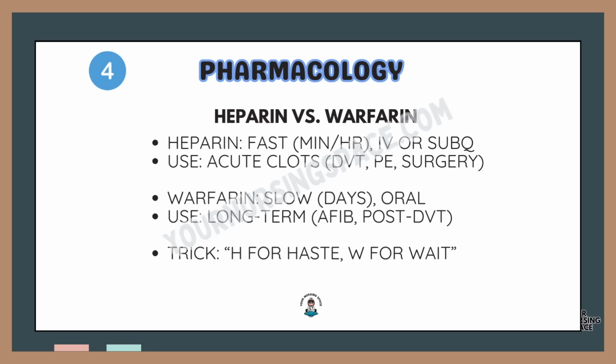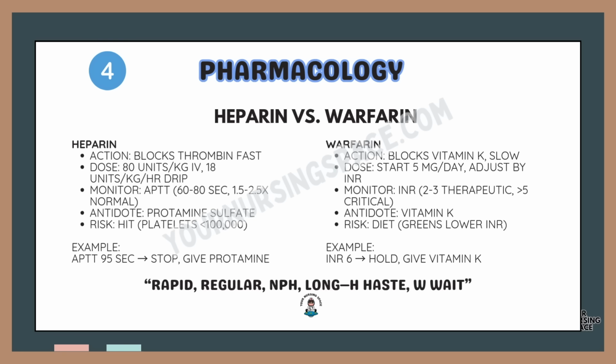Now let's switch lanes to blood thinners, because heparin and warfarin are like the Batman and Robin of clot busting, but they've got totally different vibes, and you need to know their quirks inside out. Heparin's the fast one, given IV or under the skin, and it kicks in within minutes to hours, perfect for emergencies like deep vein thrombosis, pulmonary embolism, or keeping clots away after surgery, and you track it with a PTT, aiming for 60 to 80 seconds to keep it in the sweet spot.